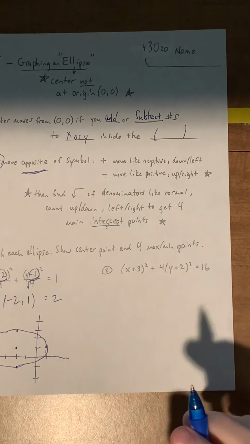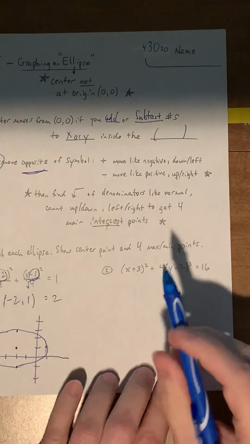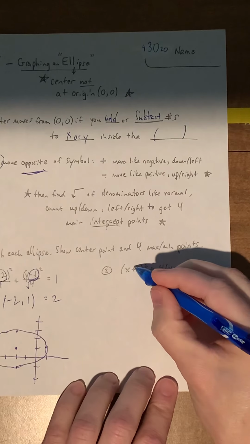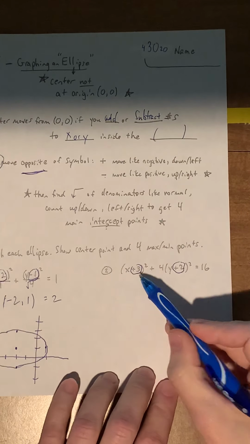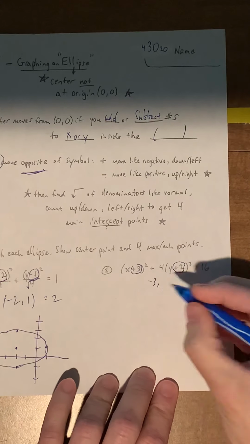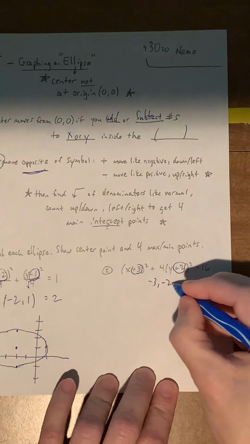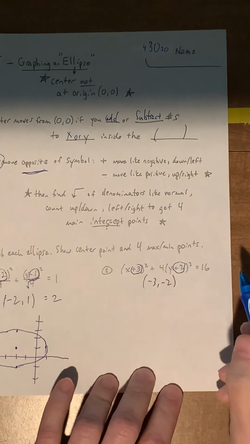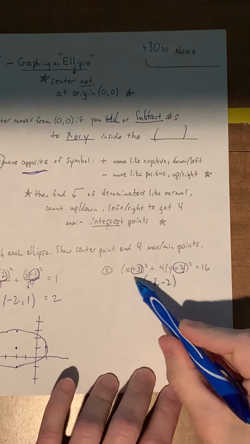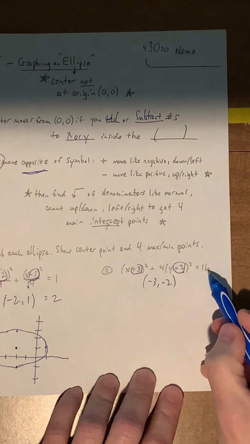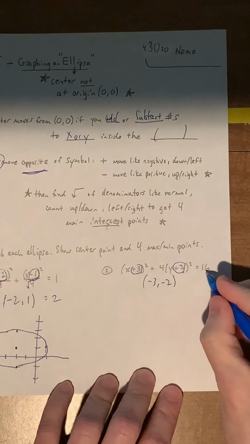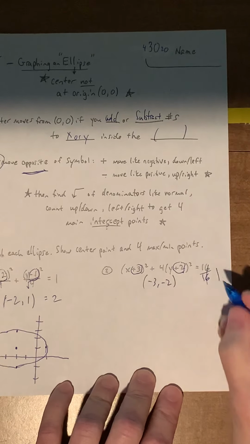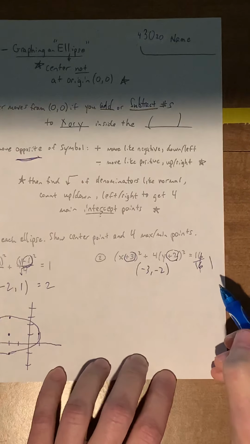Now, in number 2, you'll see that you can get your center point, which will be at negative 3, negative 2, because remember you take the opposite. But you don't have any denominator numbers, and you don't have it equal to 1. So if you remember what we did from part 1, you have to get a 1 here. So divide by 16. That'll get you your 1.